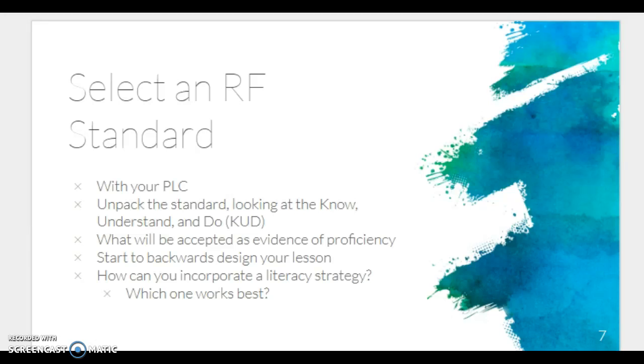So within the PLC, usually you would typically have different grade levels. So as the PD host, I would tell people to start with their PLC and unpack the standard that they have selected and discuss what you will really accept as the proficiency for evidence of learning. How will you know when your student got it? So again, the backwards design process, and for us to think about then too would be how could we incorporate a literacy strategy or a literacy model, and which one would work best.